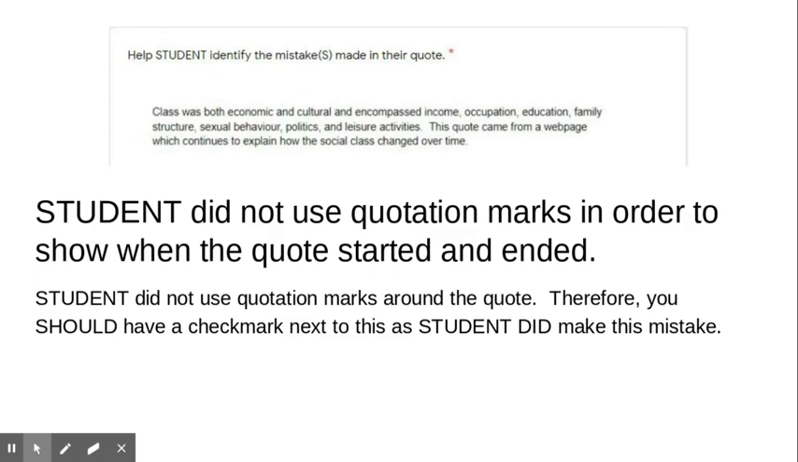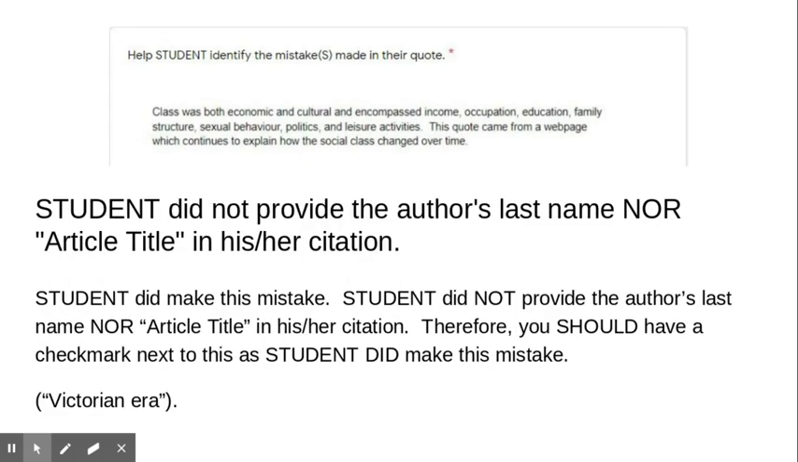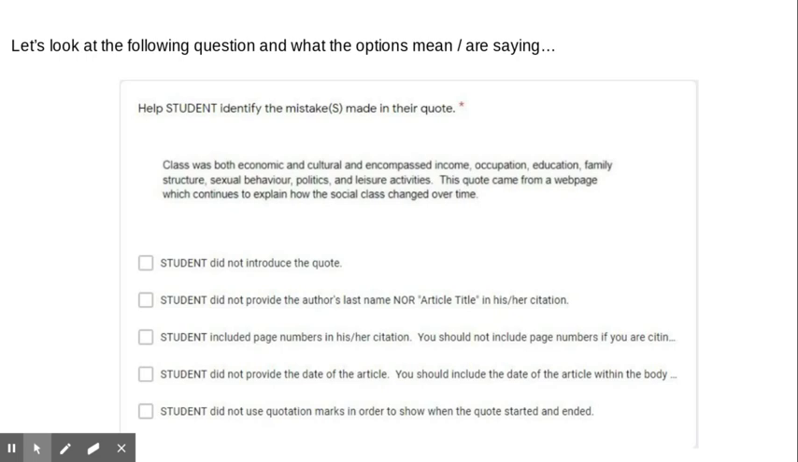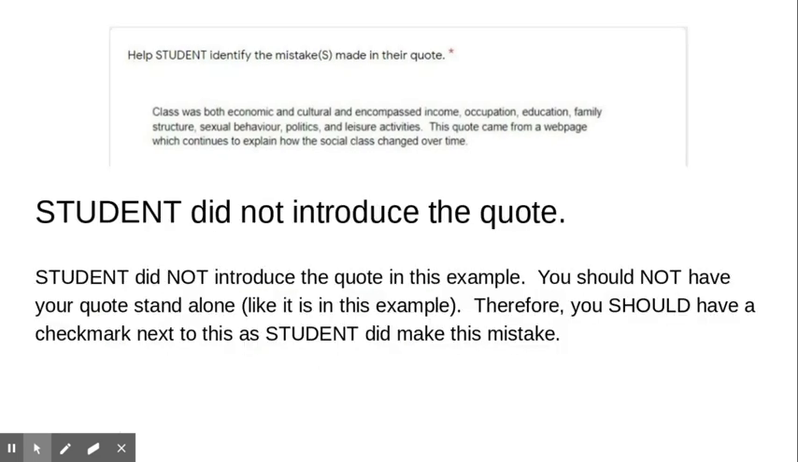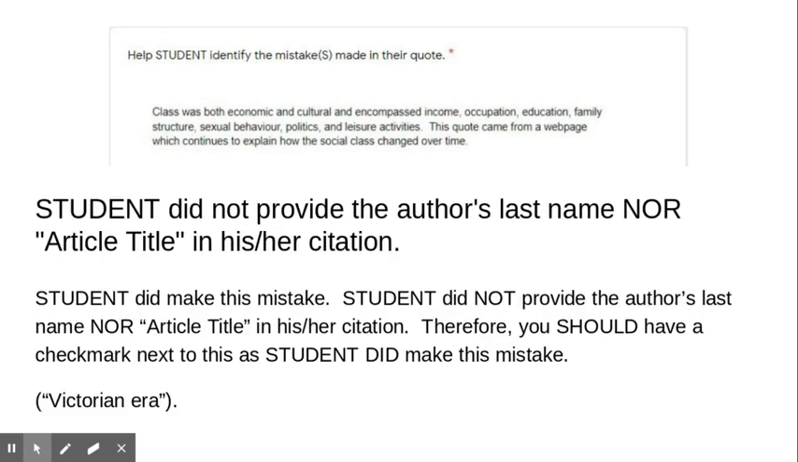So let's take a look-see back over the mistakes that student made. One, student did not introduce the quote. So there should be a check mark next to that box. Student did not provide the author's last name nor article title in his or her citation. So there should be a check mark next to this. This is a mistake.